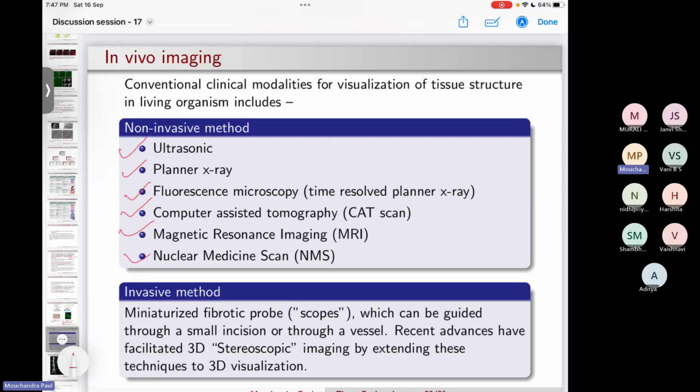So here, like in CAT scan or MRI, lights of various wavelengths and electric fields and magnetic fields are applied to get an image, and these images can be used to make 3D models, that is 3D reconstructions can be done.